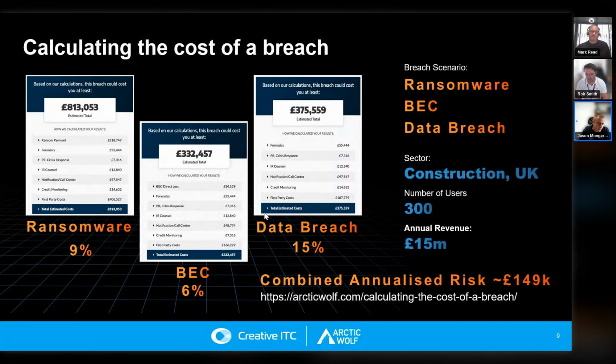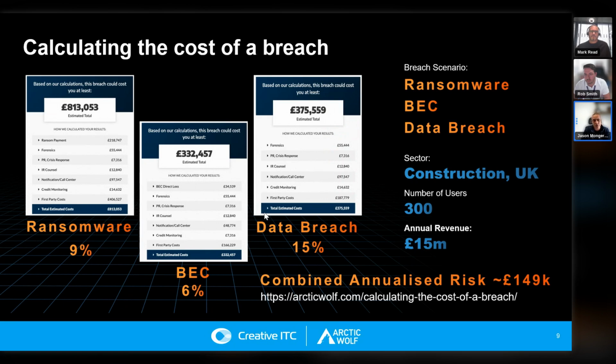And what I thought I'd do for the webinar is run a quick set of numbers and see how they come out. So I've done it for construction in the UK, 300 users in the organisation and £15 million worth of revenue. And you can see the 3 different types of breaches and the estimated cost based on real world numbers. Ransomware is about £800,000. Business email compromise, £300,000, and data breach is near £400,000. And these are the financial impact costs to the organizations.